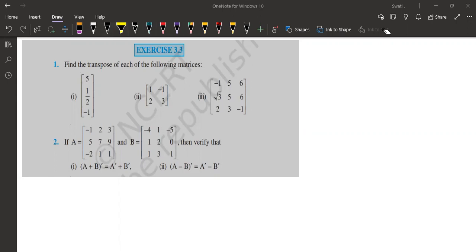Okay, so now let's start with the solution. And the first question is, find the transpose of each of the following matrices.